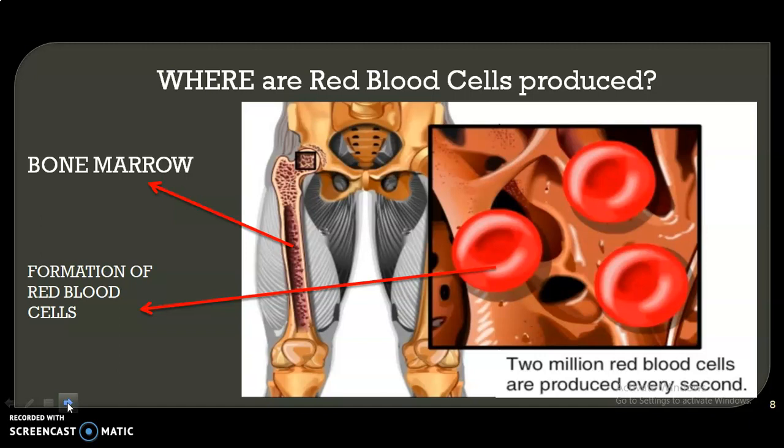Where are red blood cells produced? The red blood cells are produced in bone marrow. And how does a bone marrow look like? Now look at the image.